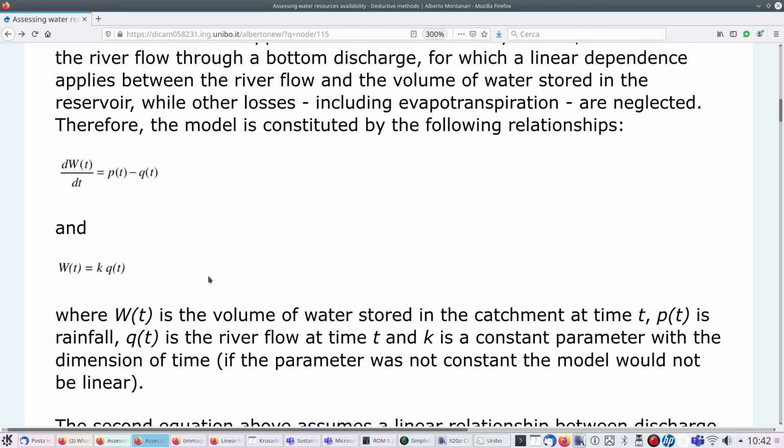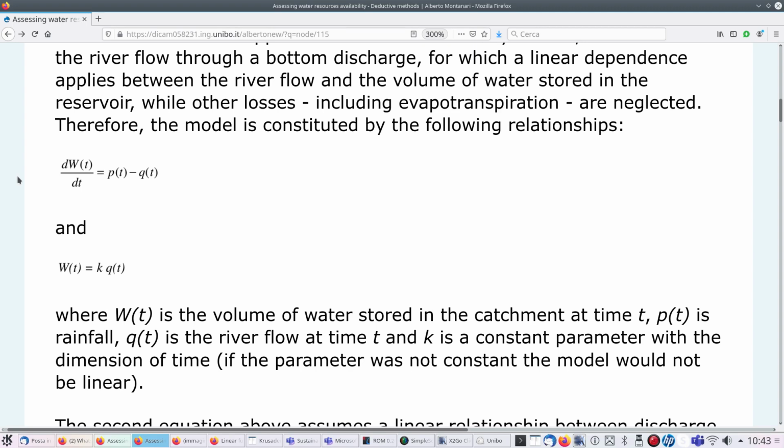Now we have these two equations which allow us to solve the problem. Of course, you see that one of them is a differential equation. This is quite typical in fluid mechanics. Conservation equations are frequently expressed as differential equations.